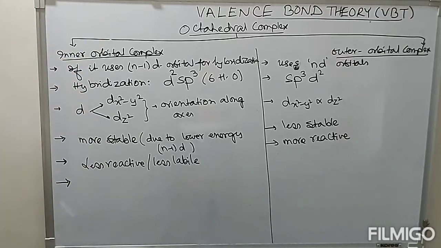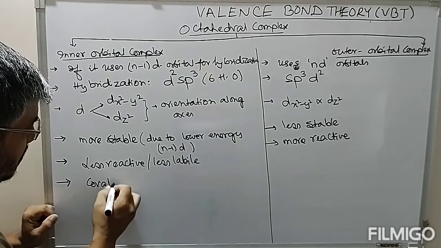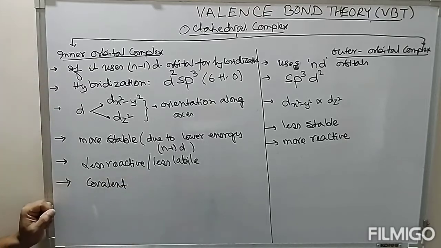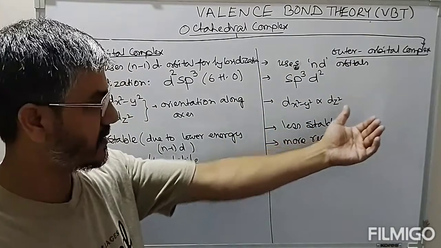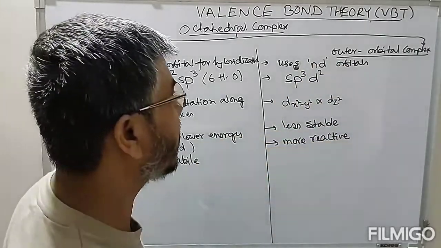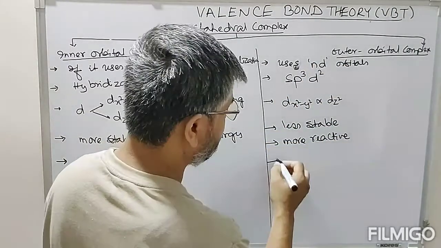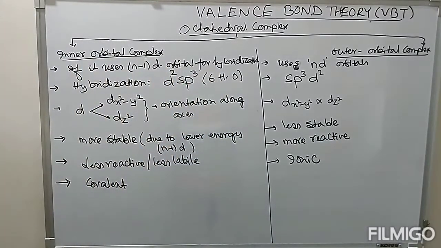So the inner orbital complex forms mainly covalent bonds, whereas in the outer orbital complex, the metal ion is using the higher energy nth d orbital. So these form ionic bonds.